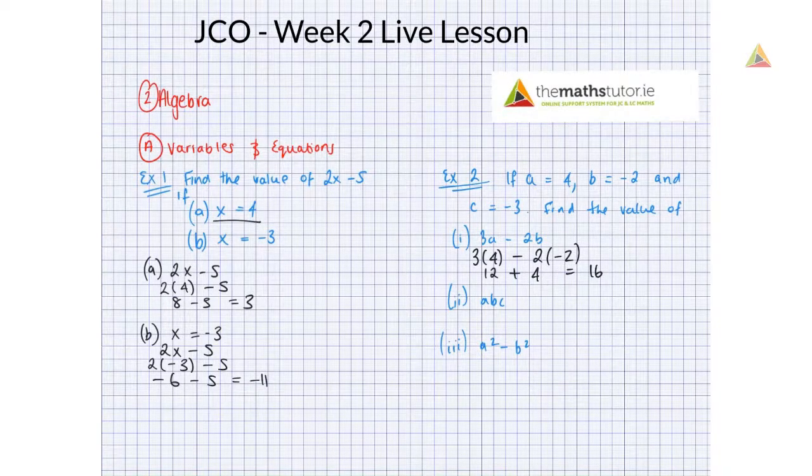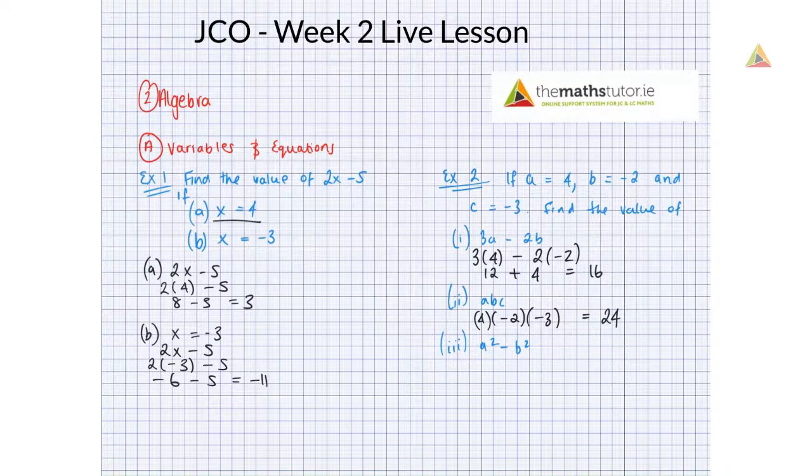That's the answer there. Now, ABC means A multiplied by B multiplied by C. A is 4, B is minus 2, and C is minus 3. So here, 4 by minus 2 gives you minus 8. Now minus 8 by minus 3 gives you a plus. So minus 8 by minus 3 gives you plus 24. So that's the answer to that one.